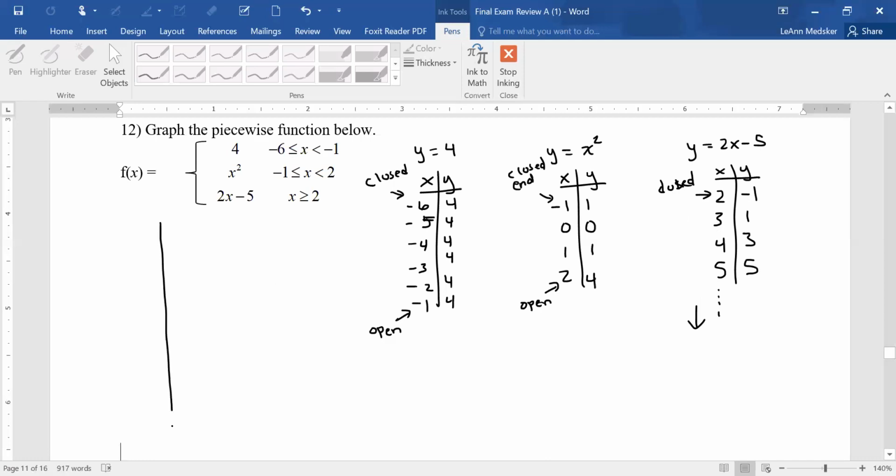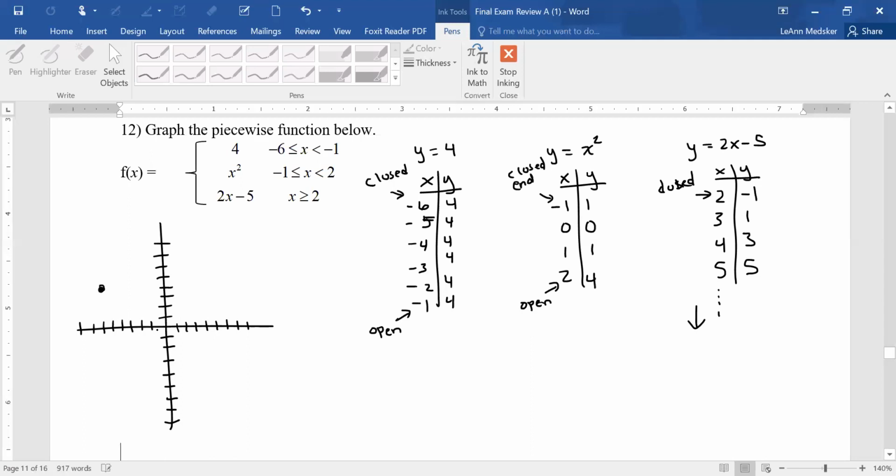So once we have all of our information, we're going to graph it to the best of our ability. 1, 2, 3, 4, 5, 6, 7, 8. I'll put 7, 8 on all of these. Okay, so at -6, we need to go up to +4 and put a closed circle.